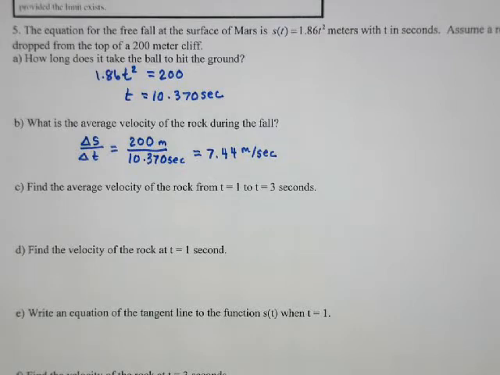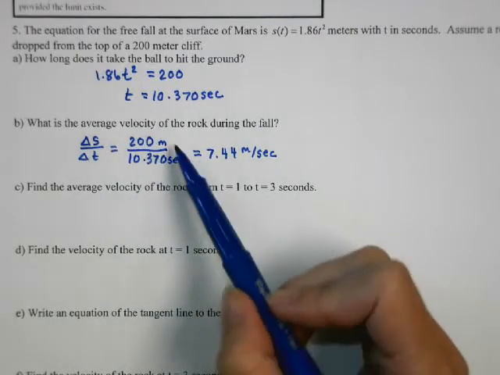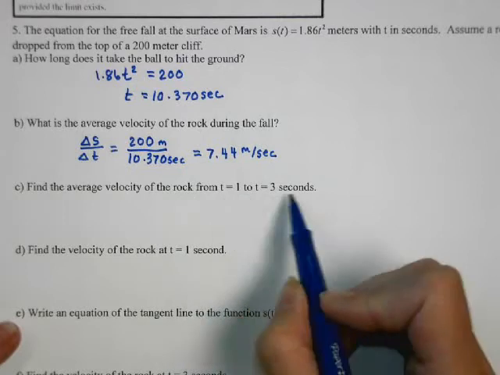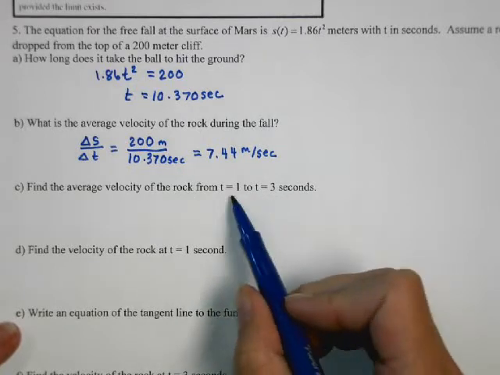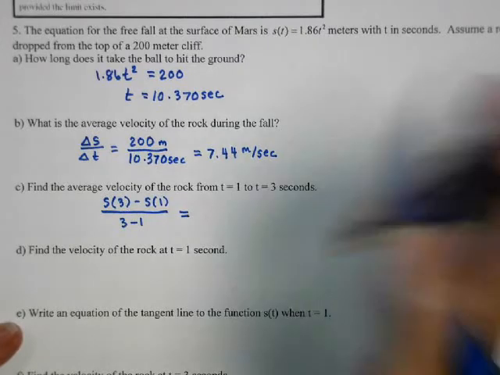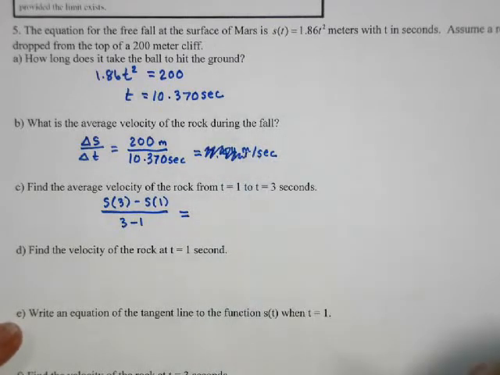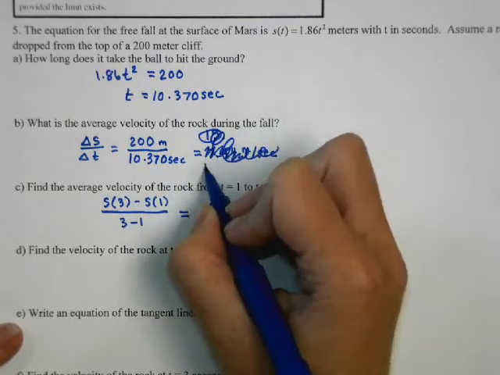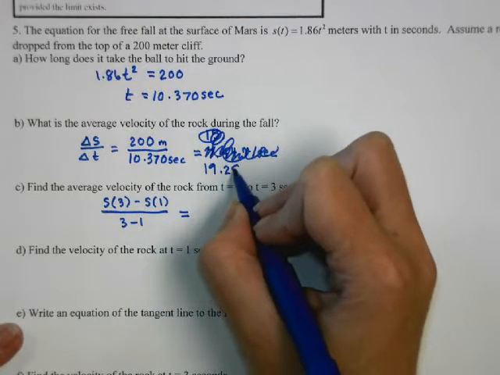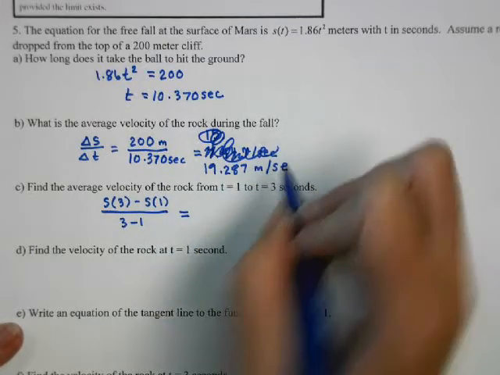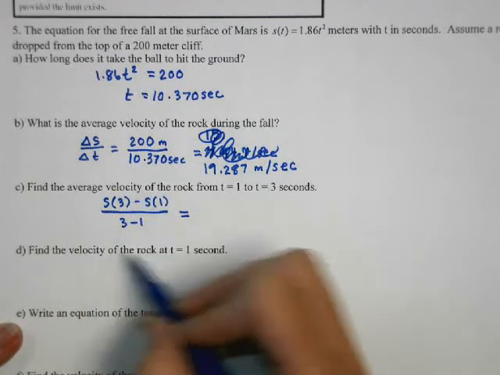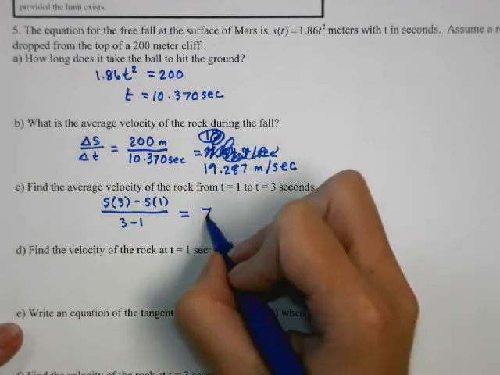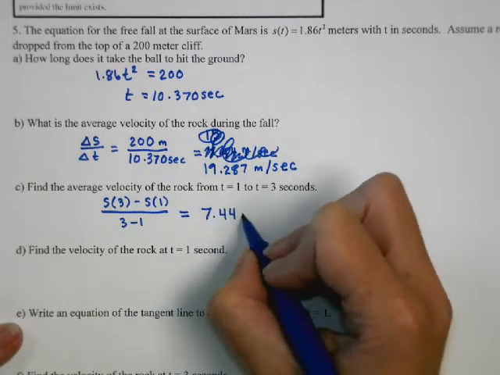If we want the average for a smaller window, so this is the average over the entire fall. If I want to look at a more specific range of values, so I want the change from 1 to 3. And I just now realized I was looking at my notes wrong. This number should be 19. Oh my goodness. Okay, this should be 19.287 meters per second. Okay, this one, the position at 3 minus the position at 1 over 3 minus 1, that gets us 7.44 meters per second.